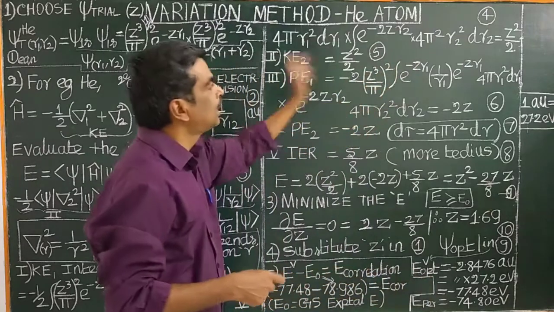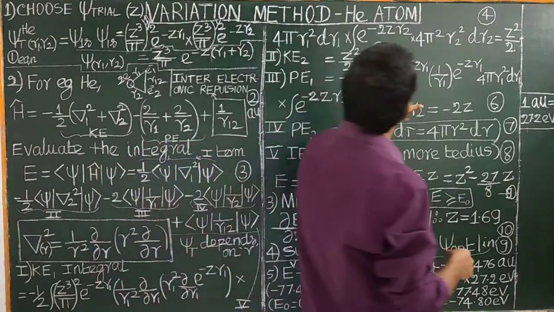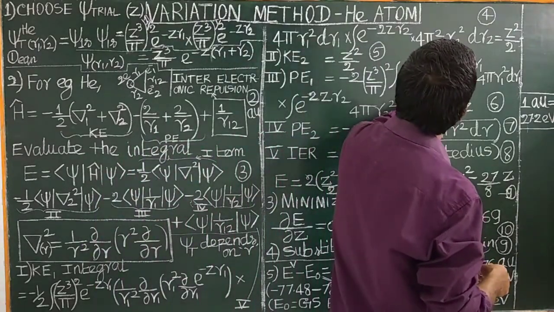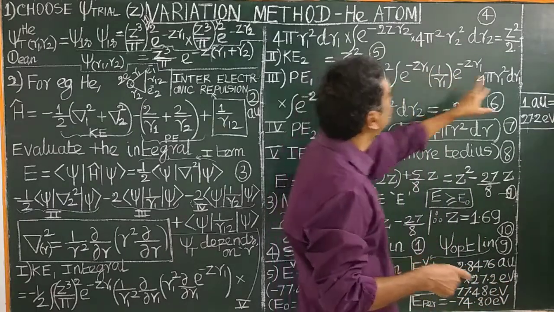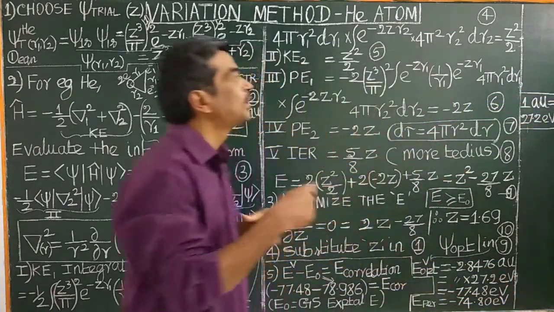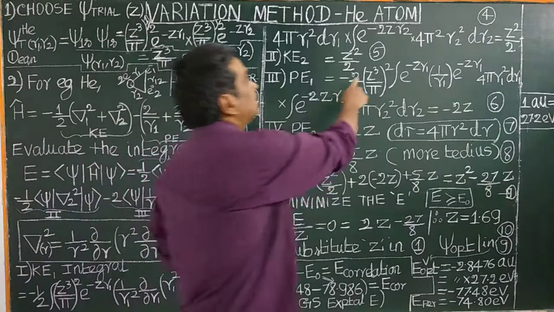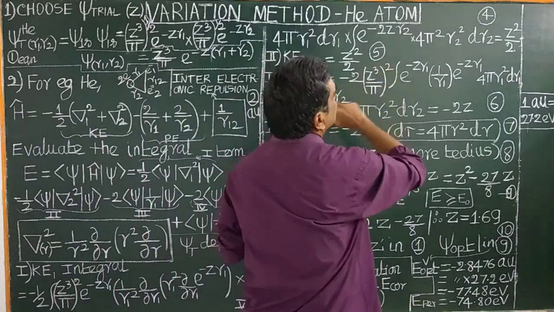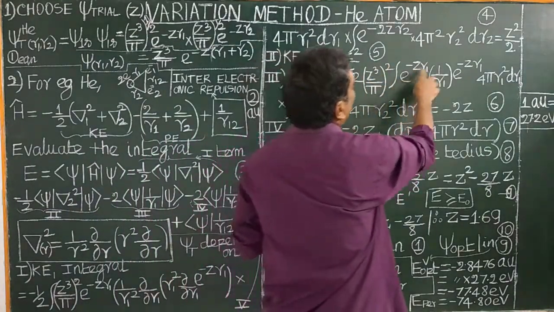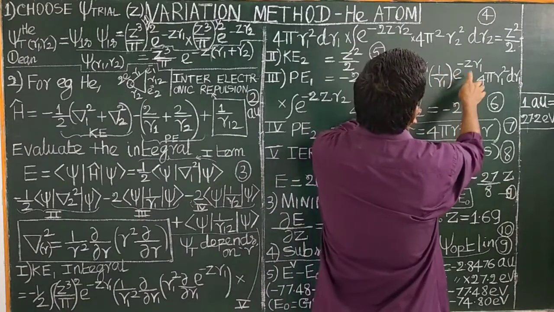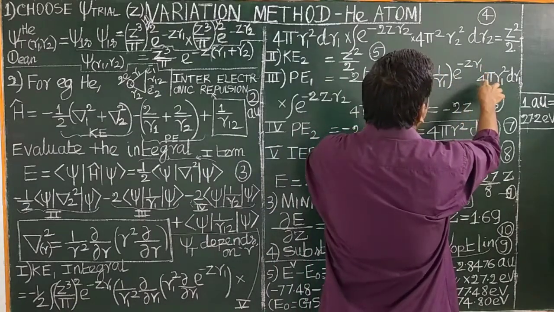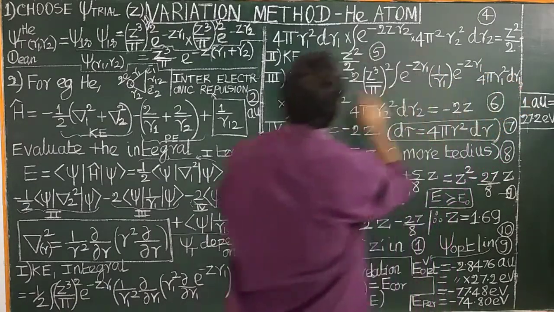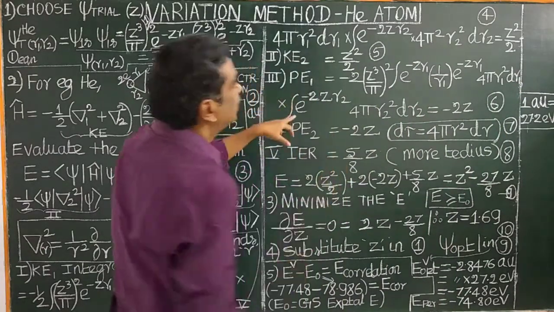This is constant. Let us take it out. Then integral e power minus Z r1. We are integrating with respect to only dr1. Therefore, Z cube by pi whole square is constant. It is taken out. e power minus Z r1, 1 by r1, e power minus Z r1, 4 pi r1 square dr1. And this is for our second electron.